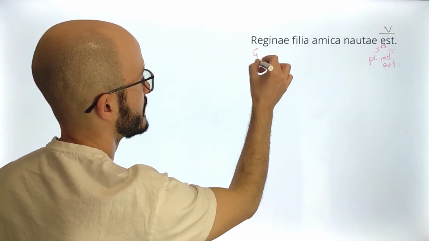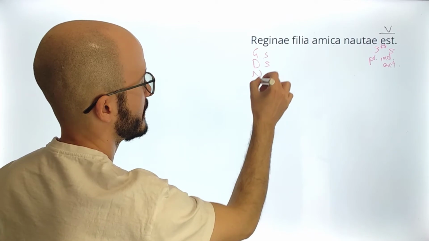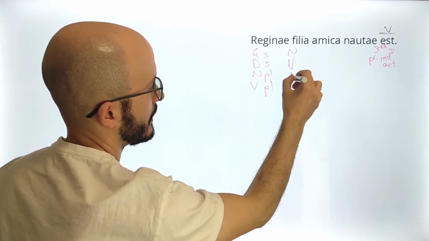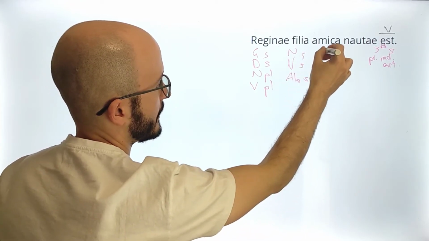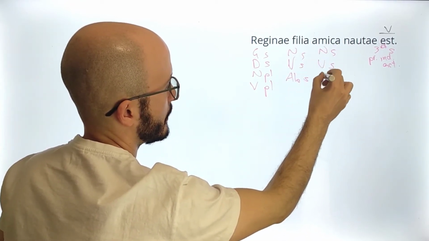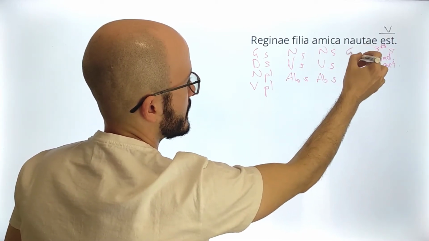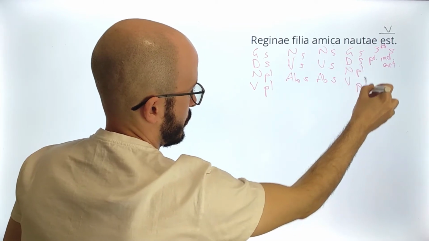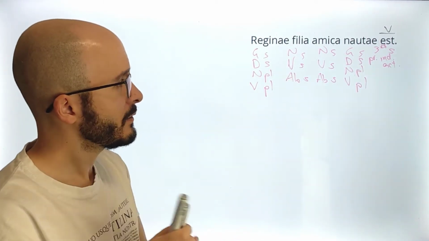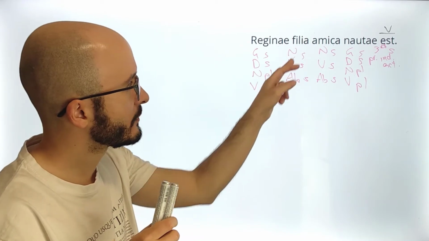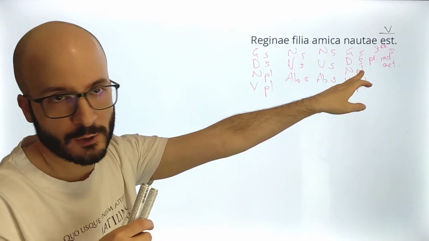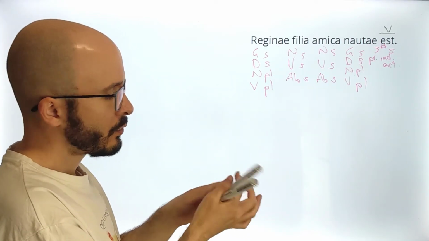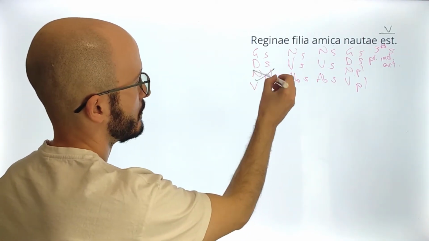Here we have reginae: genitive, dative, singular, nominative, vocative, plural. Filia: nominative, vocative, ablative, singular. Amica: nominative, singular, vocative, singular, ablative, singular. And nautae: genitive, dative, singular, nominative, vocative, plural. So we see that we have a lot of possible nominatives.